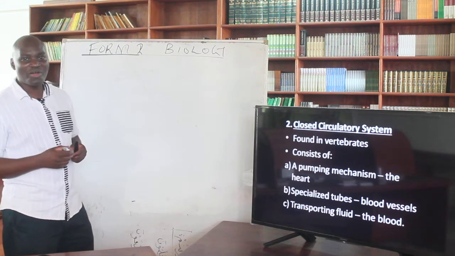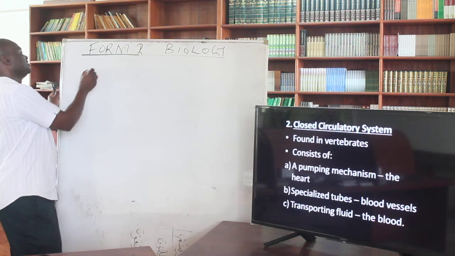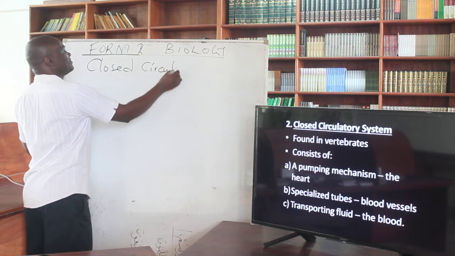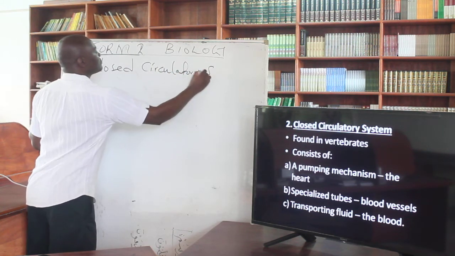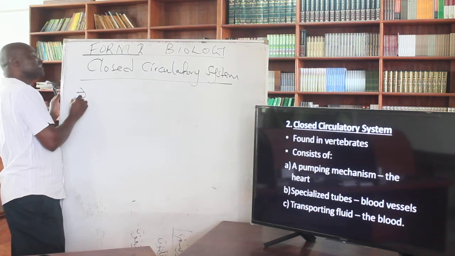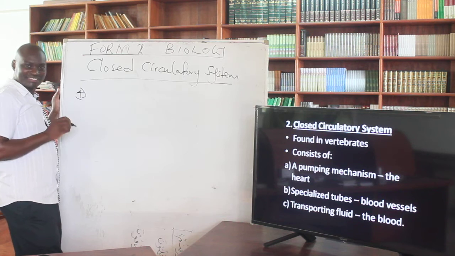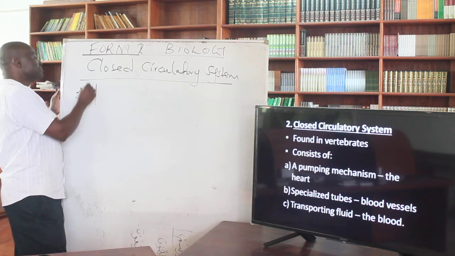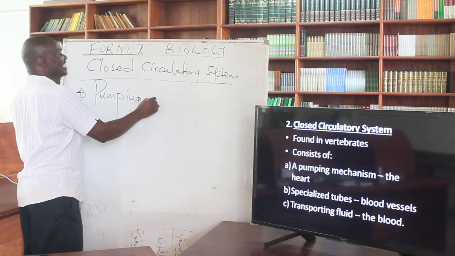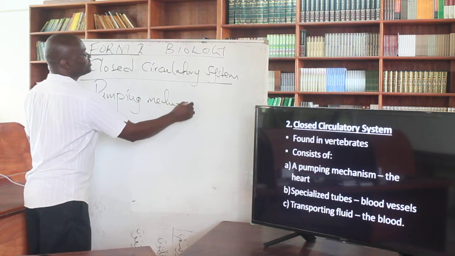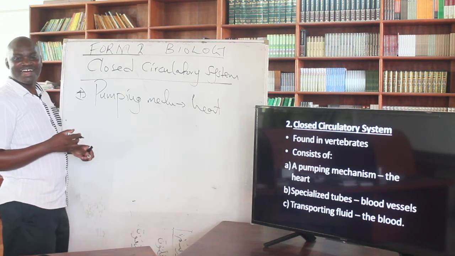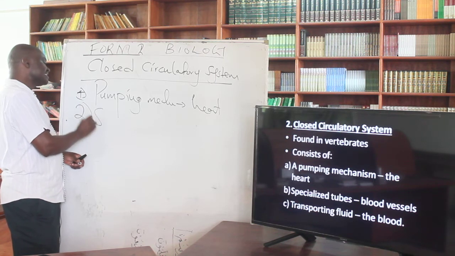It consists of a pumping mechanism. So when we talk of the closed circulatory system, we are saying it consists of three components. One, there must be a pumping mechanism, and that pumping mechanism is actually the heart. So there is the heart, and then we have the specialized tubes.